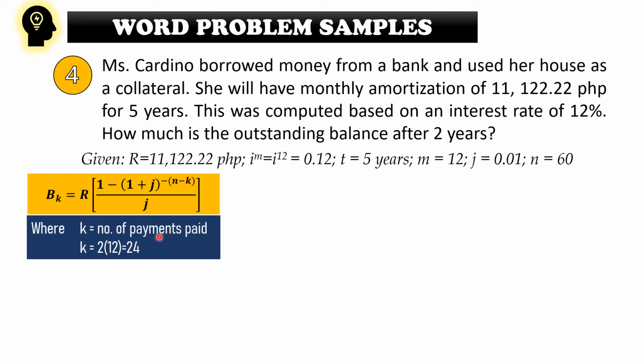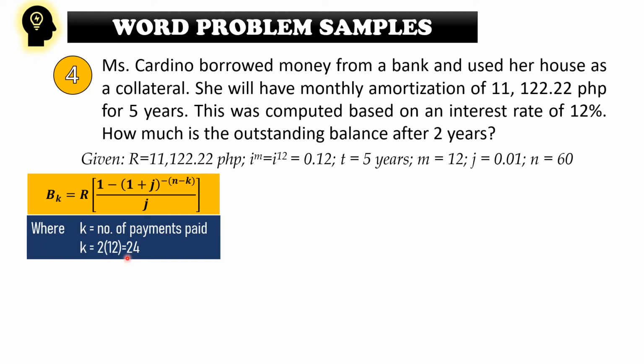So, to compute for this one, since given dito sa atin, balance after 2 years, ibig sabihin, nabayaran na ni Miss Cardino ang kanyang borrowed money sa loob ng 2 taon, nakapagbayad na siya. Since we have 2 years, and since our conversion period is monthly, that is 12, we multiply 2 times 12, that is 24. Ibig sabihin, sa loob ng 2 taon, 24 payments na ang nagawa ni Miss Cardino.